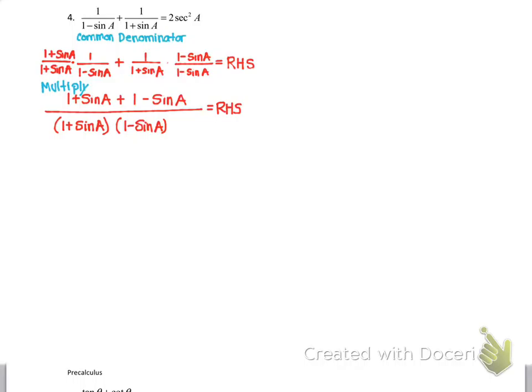So now what I'm going to do is simplify the numerator. So 1 and 1 gives me 2. And then I have sine A minus sine A, so I'm just left with 2. And then I'm going to distribute on the bottom. So I have 1 times 1, which is 1. And then I have minus sine A plus sine A, so those cancel. And then I'm left with minus sine squared of A. And again, on the bottom, we did double distribution or FOIL.